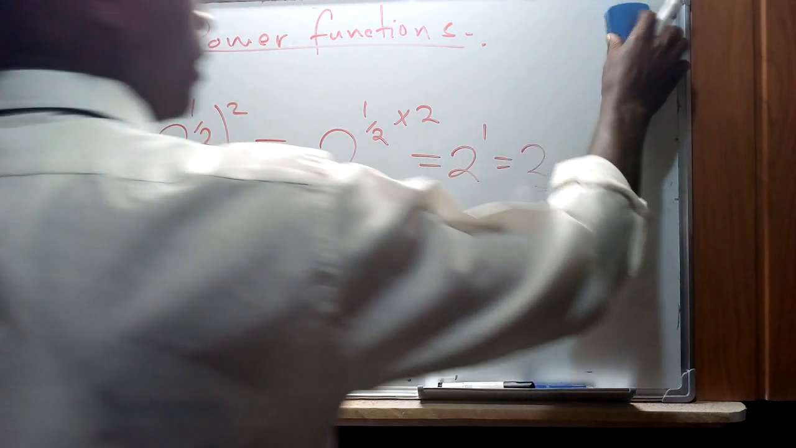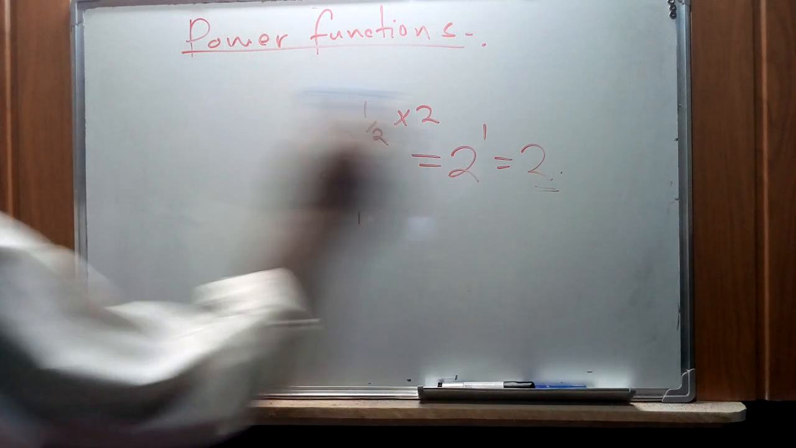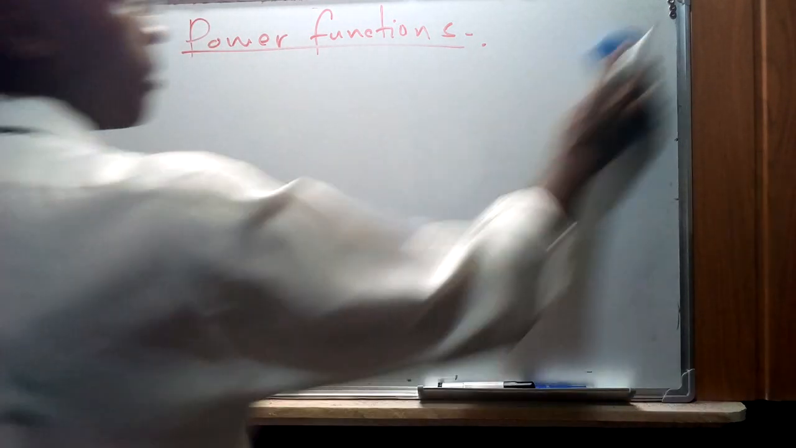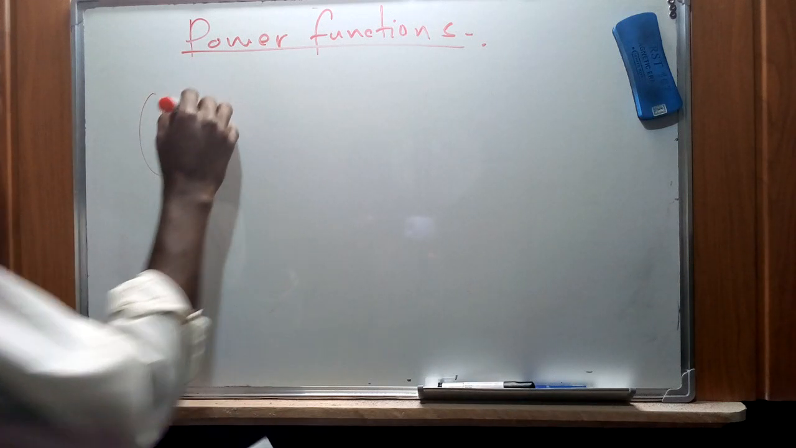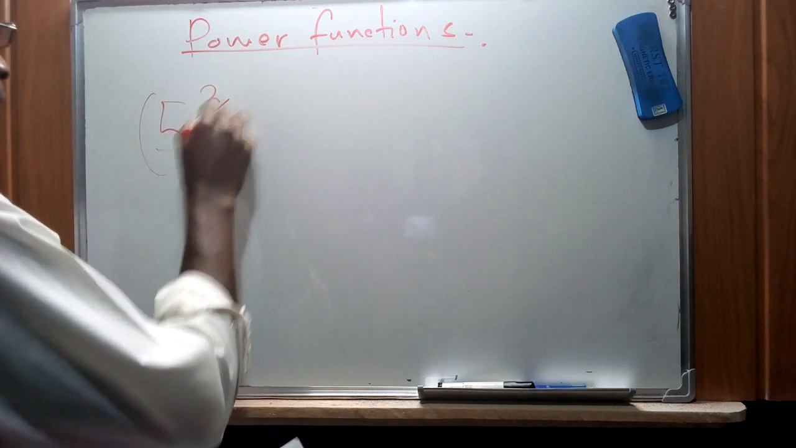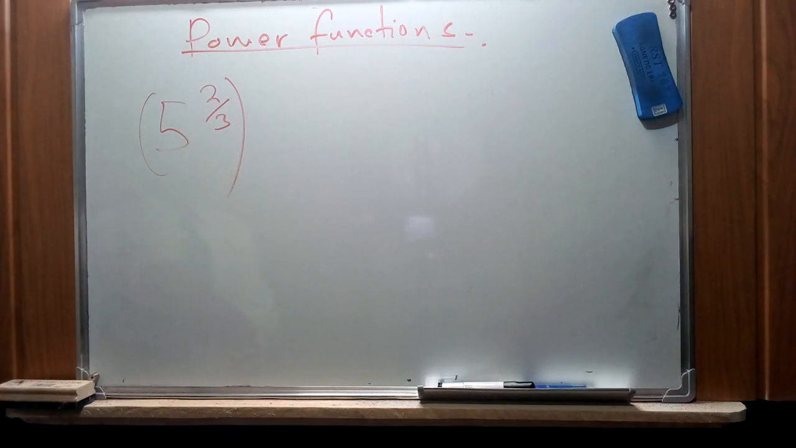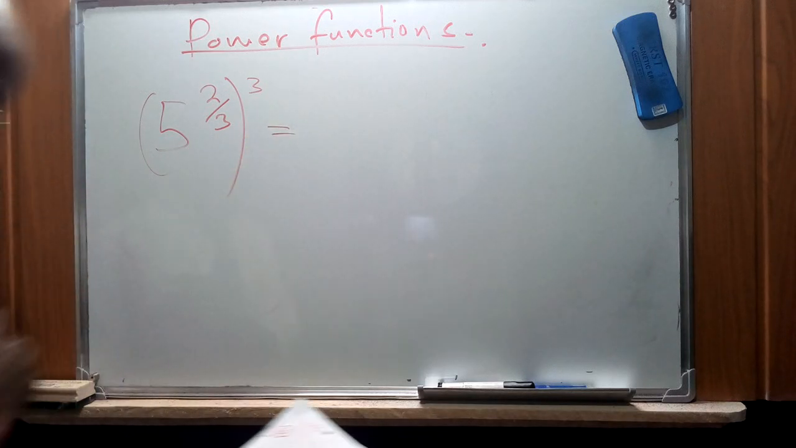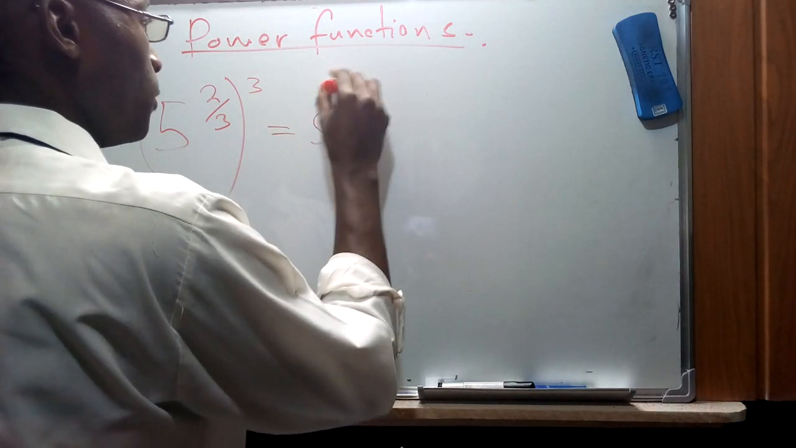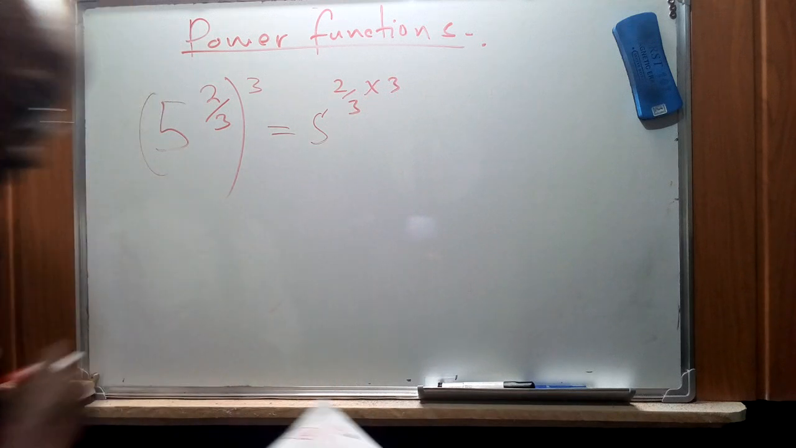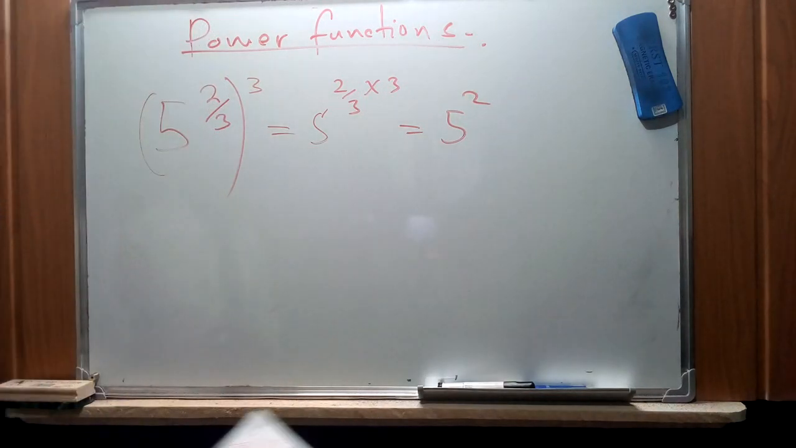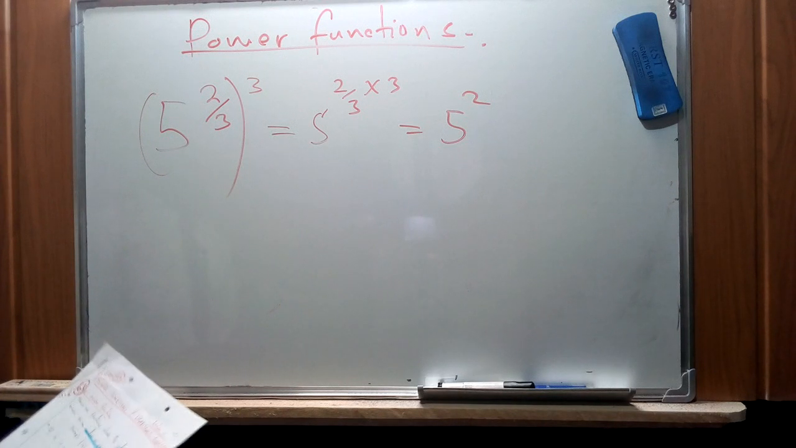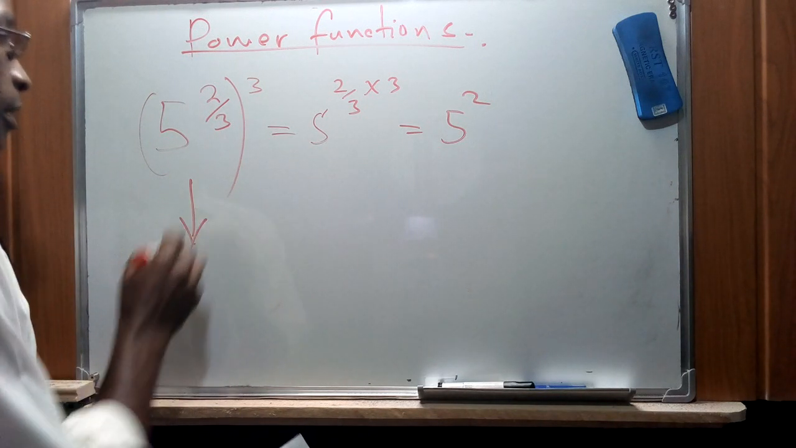So suppose we have another number, we're just going to do a comparison so that we can come up with a general statement on how we are able to apply that specific rule. So suppose we have a number like 2 over 3, and then this one is raised or cubed. Therefore, we can express this number as 2 over 3 times 3, which is going to give us 5 squared.